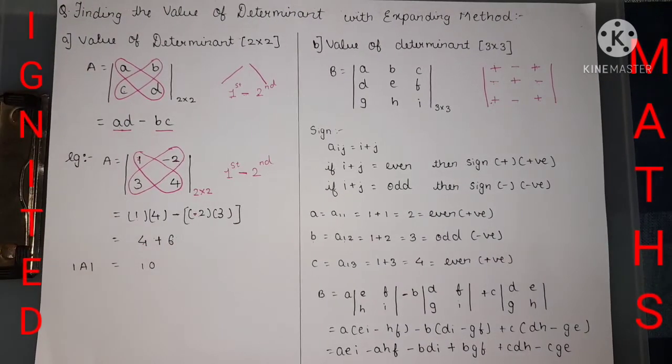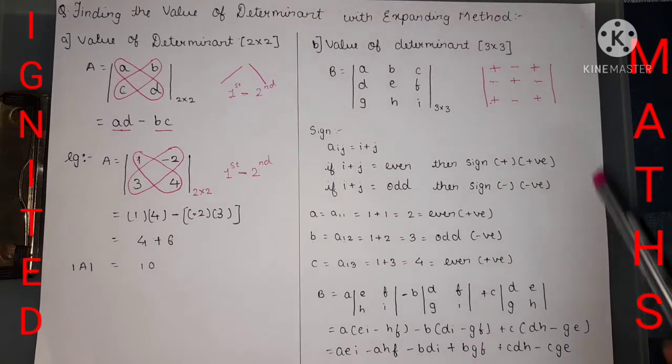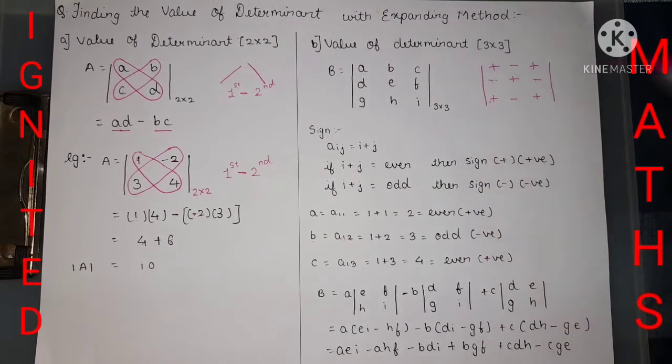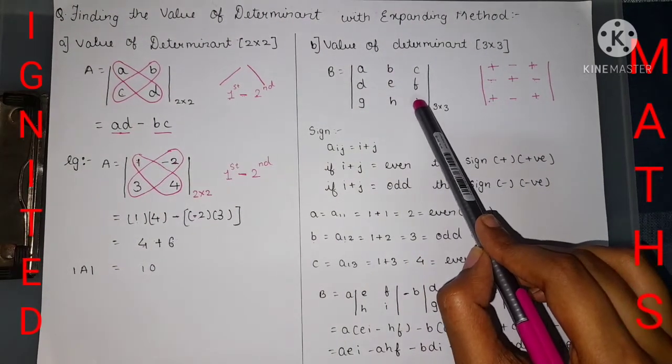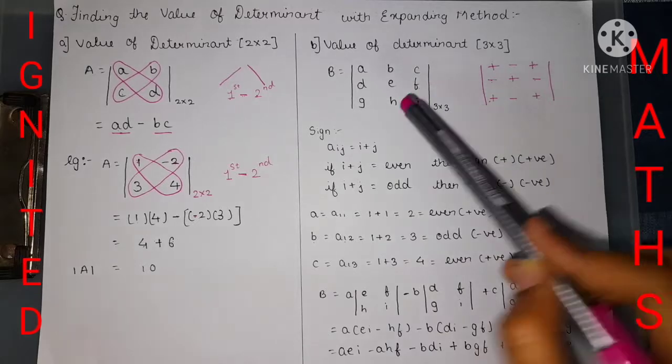The sign part is clear. Now we will start to find the value of the determinant of 3 cross 3 with the help of the sign. So let's start with it. Now in the expanding method of a 3 cross 3 determinant, you can expand any row or any column. See, there are 3 rows and 3 columns. You can expand any one row, okay, or any one column.